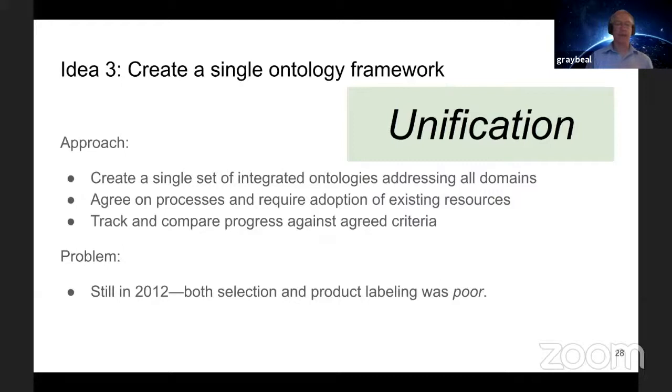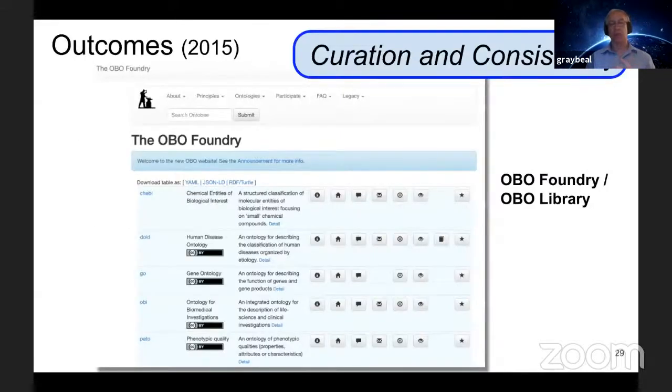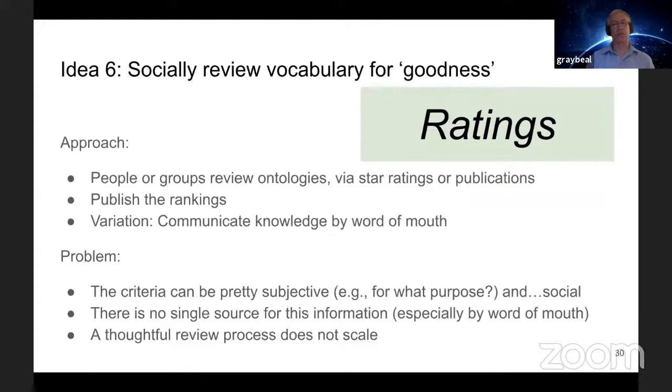And again, by 2012, the selection and the product labeling was improving quite a bit. In fact, you could start to compare these different ontologies and how their qualities were compared to the standard. And so you also got a curated and consistent set of ontologies this way, which is extremely valuable for a lot of users. It's a very powerful approach to simplify things.